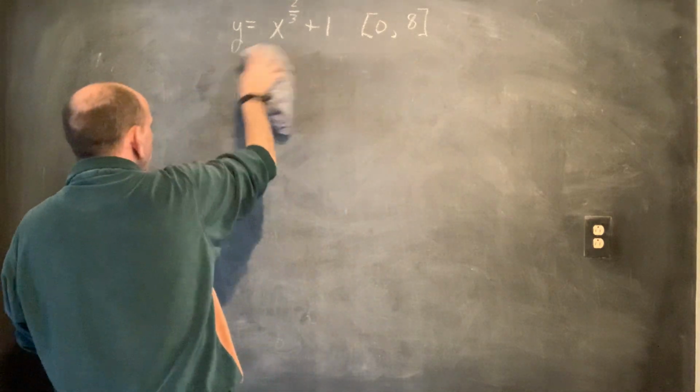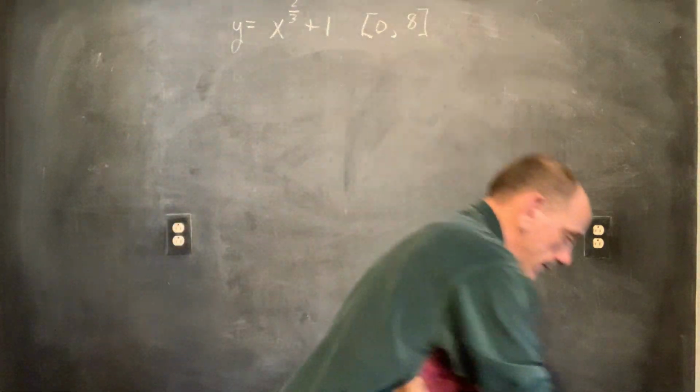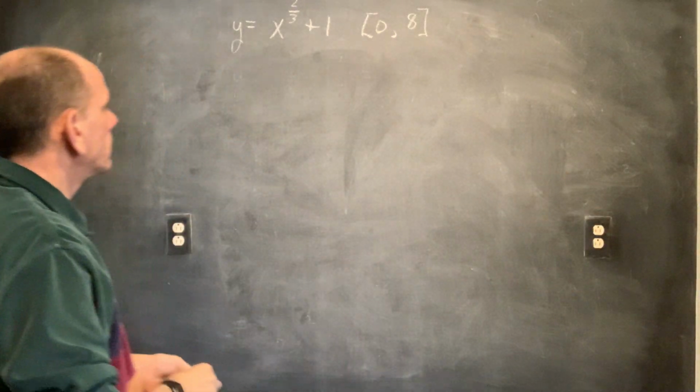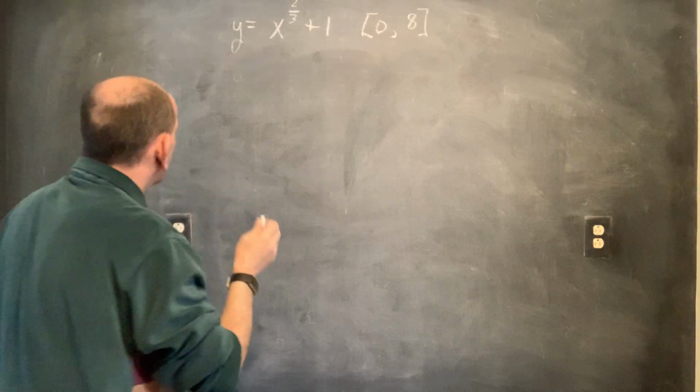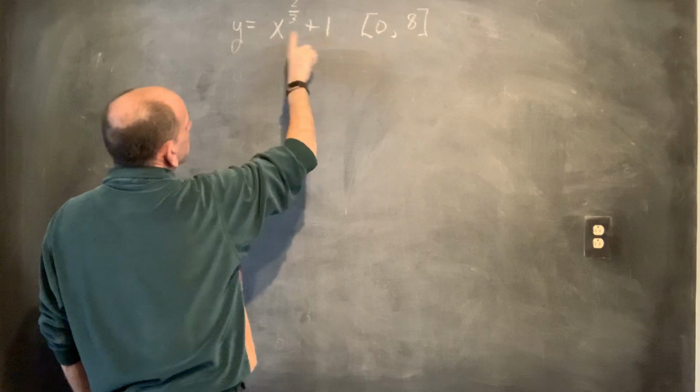Okay, so I did my derivative, checked that it was defined everywhere on that interval, and it wasn't. It's not defined at 0. So I'm going to switch. I'm going to say, well, okay, if x is 0, y is 1.